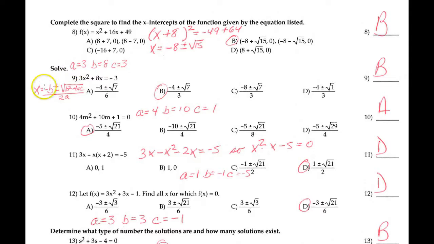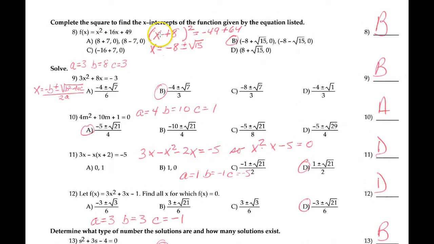Now, for number 8, again, they want us to complete the square to find the x-intercepts of the functions given by the equation listed. Okay. Well, we will equal this expression to 0, putting it in standard form, and then bring the positive 49 over to the other side as a negative 49.